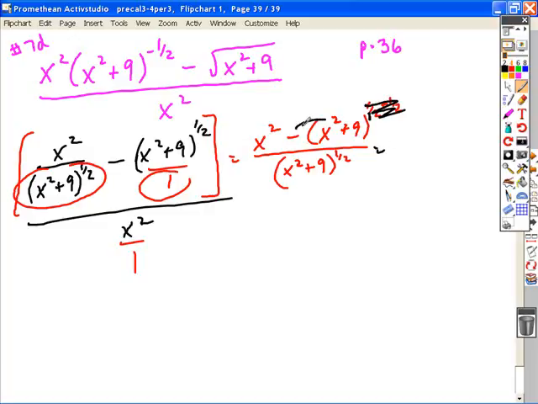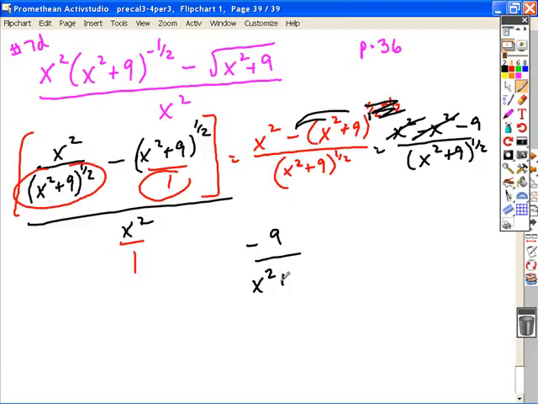If we continue to simplify, we'll distribute our negative through. We get x squared minus 9 all over this common denominator. And so here the x squareds cancel, and I'm left with negative 9 over x squared plus 9 to the 1/2. But instead of dividing by x squared, I'm going to multiply by the reciprocal. So I'll move the 1 to the numerator, the x squared to the denominator. And that gives me my overall solution, negative 9 over x squared.